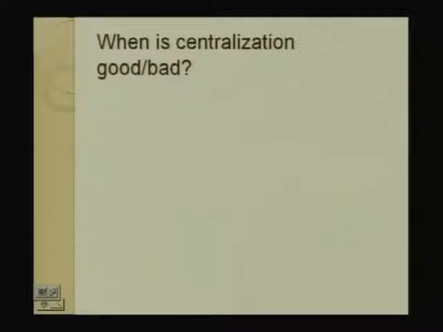But let us ask a slightly different question. We have defined centralization as the variance of the degree distribution. The question is, when is centralization a good or bad thing for a given network? Let me give you a more concrete example. Think of a peer-to-peer network, or a technological network like routing, where there are switches which route some messages through them. Now the question is, under what circumstances is centralization good for such a network, and under what circumstances is it bad? Can you think of that?